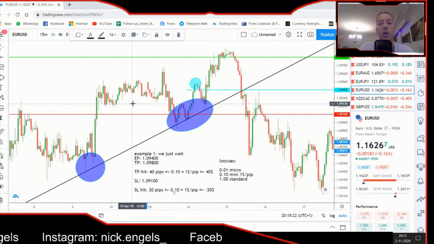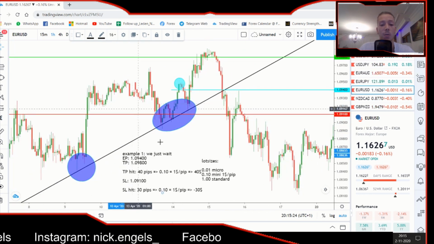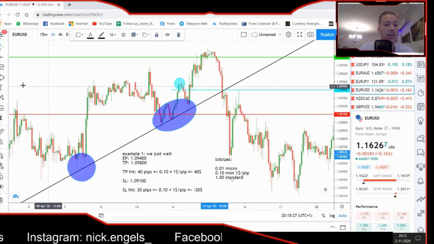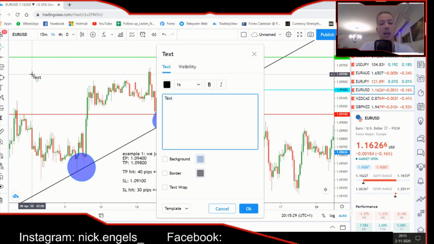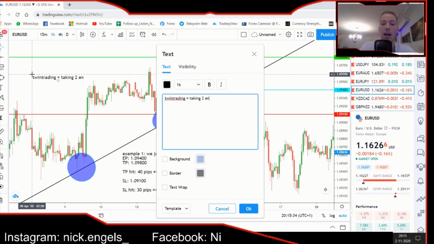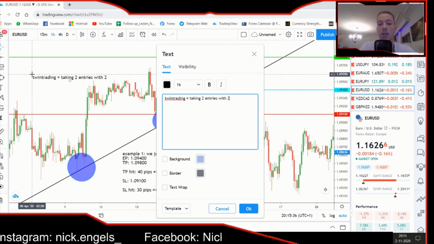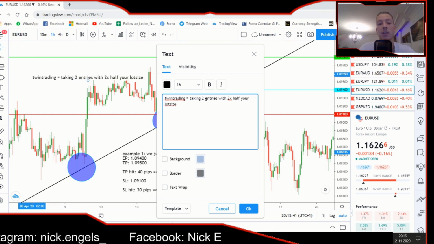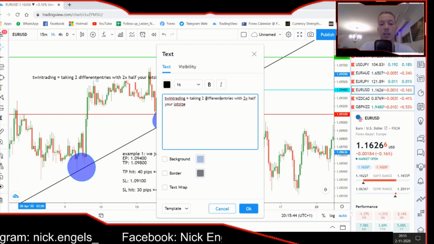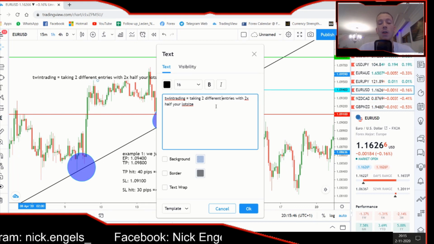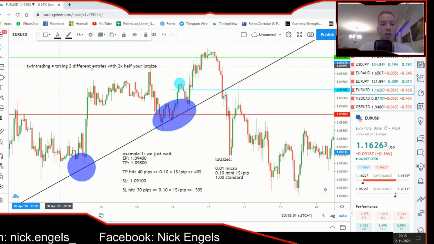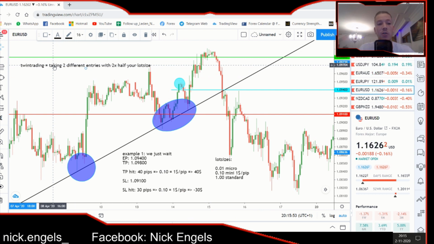Now, what is twin trading, right? And that's the subject of the video today. That's the topic of the video. Twin trading is taking two entries with 2 times half your lot size. So you take 2 different entries with 2 times half your lot size. All right, that's what twin trading is. You don't take 3 entries, you don't take 4 entries, 2 different entries with 2 times half your lot size.